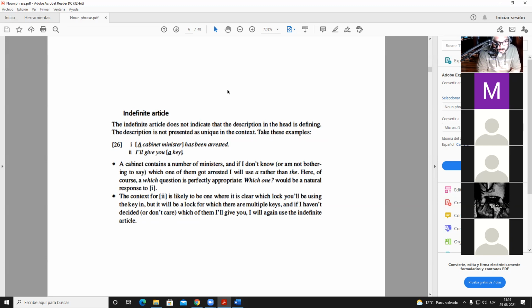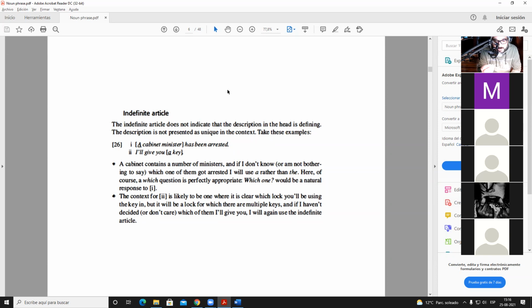In the very first example, then, a cabinet contains a number of ministers, and if I don't know or I'm not bothering to say which one of them got arrested, I would use a rather than the, right? Here, of course, a which question is perfectly appropriate, like which one would be a natural response to number one. And the context for the second one is likely to be one where it is clear which lock you'll be using the key in, but it will be a lock for which there are multiple keys. And if I haven't decided or don't care which of them I'll give you, I will again use the indefinite article, right? So I think it is self-explanatory.